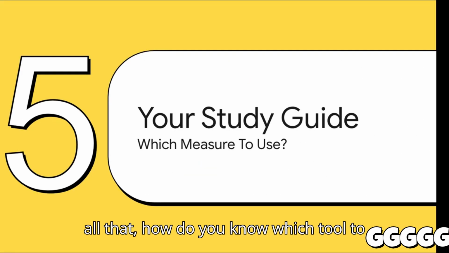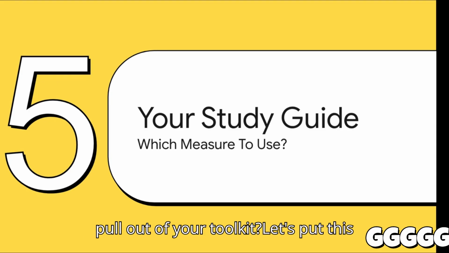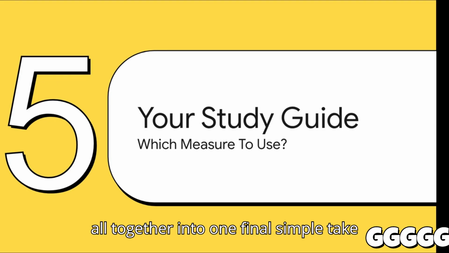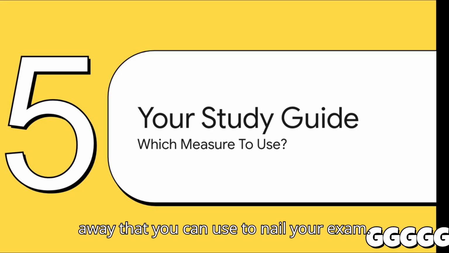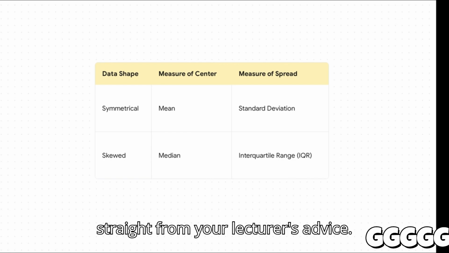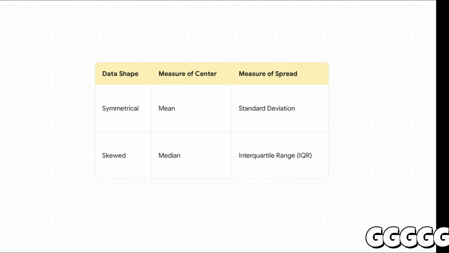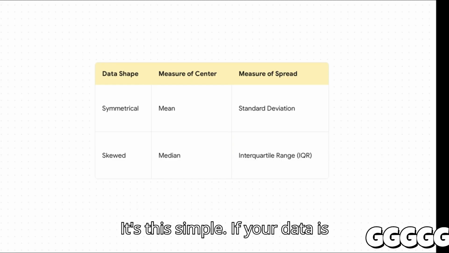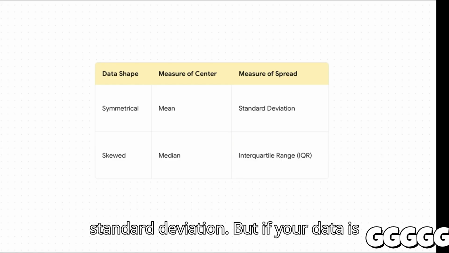So, after all that, how do you know which tool to pull out of your toolkit? Let's put this all together into one final, simple takeaway that you can use to nail your exam. And here it is. This is your cheat sheet straight from your lecturer's advice. It's this simple. If your data is symmetrical, you use the mean and the standard deviation.